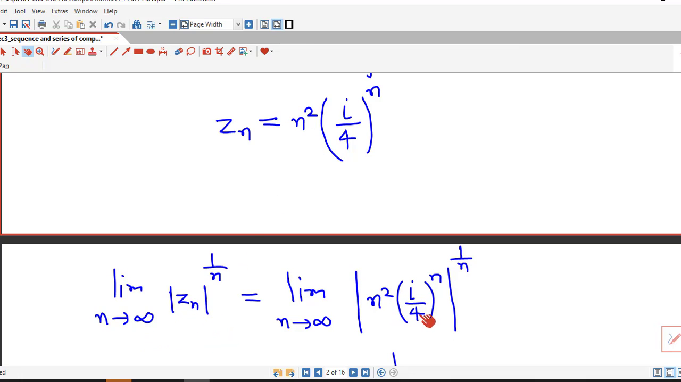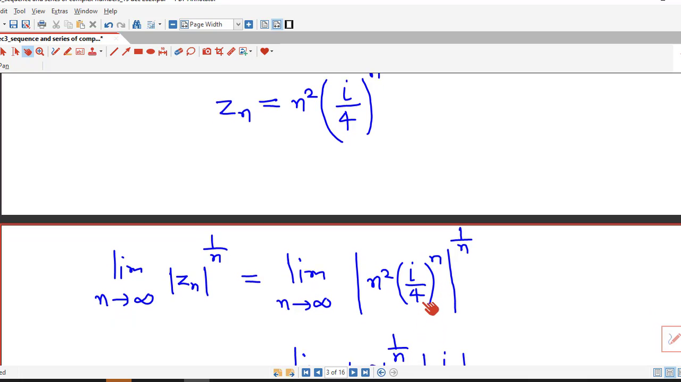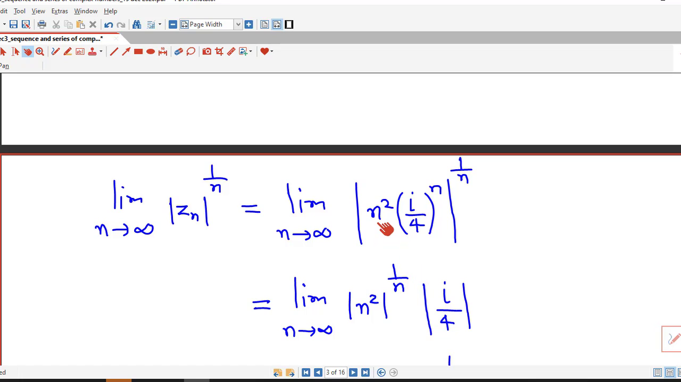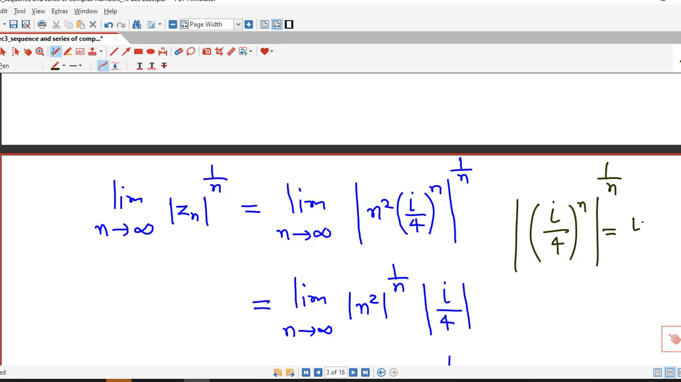So we put value of zn here, absolute value of n square i by 4 raised to n, to the power 1 by n. So this is nothing but absolute value of n square raised to 1 by n, and i by 4 raised to n raised to 1 by n. Okay, we will have this type of thing, i by 4 to the n raised to 1 by n. This we can rewrite as absolute value of i by 4 raised to n into 1 by n. So we obtain absolute value of i by 4.